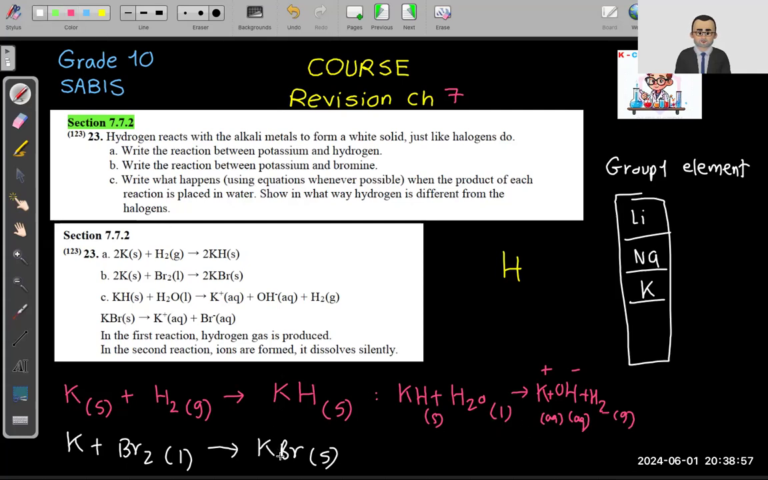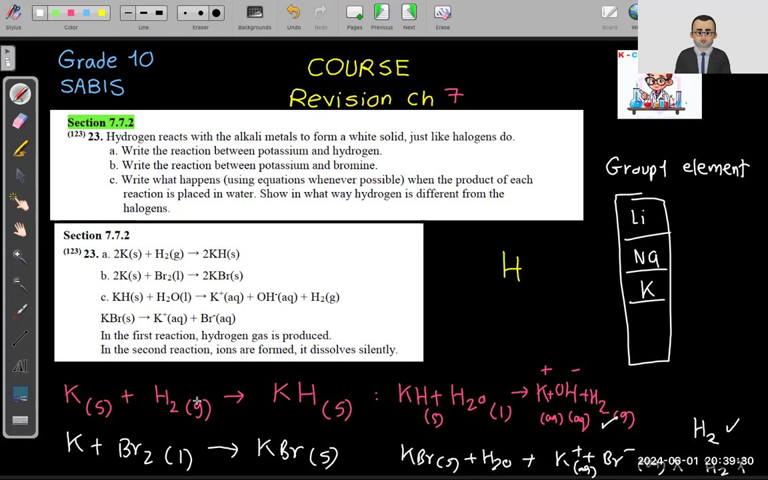Then what is the second product, KBr? If I put the solid KBr in water, it will change into K+ and Br-. That's it, so this is aqueous and this is aqueous. Again, the only way to answer this question is to memorize it. Show in what way hydrogen is different from the halogens. Here, this forms hydrogen gas. This one does not form hydrogen gas. There are no bubbles. This is the difference between these two reactions.